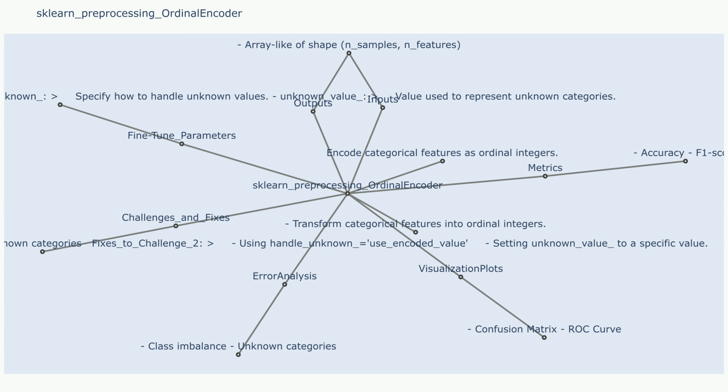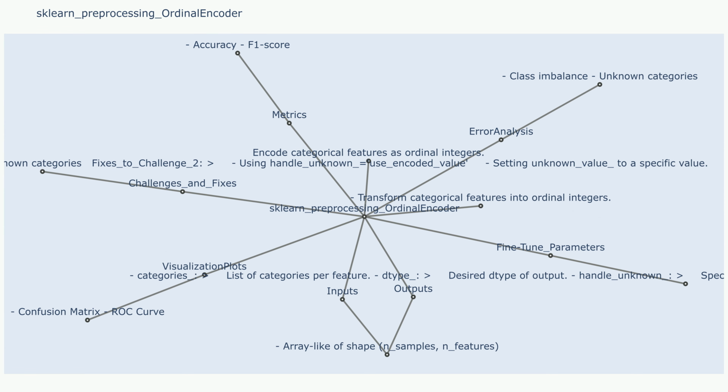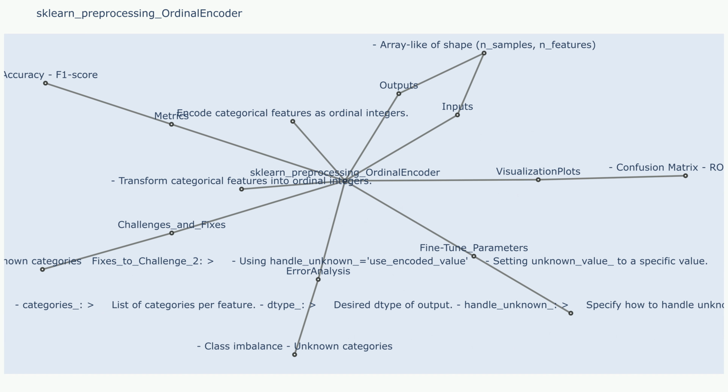assigned to each category. Sample use case: if the encoder is trained on a dataset where blue is encountered before red, then blue will be assigned the integer 0 and red will be assigned 1. If a new dataset with a different order of categories is used for transformation, red may be assigned 0 and blue 1, leading to unexpected results. Fixes: ensure that the order of categories in the training and test datasets is consistent. Consider using a more sophisticated encoding scheme, such as one-hot encoding, that is less sensitive to the order of categories.